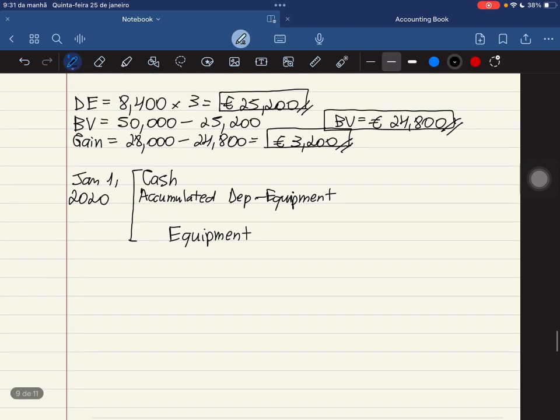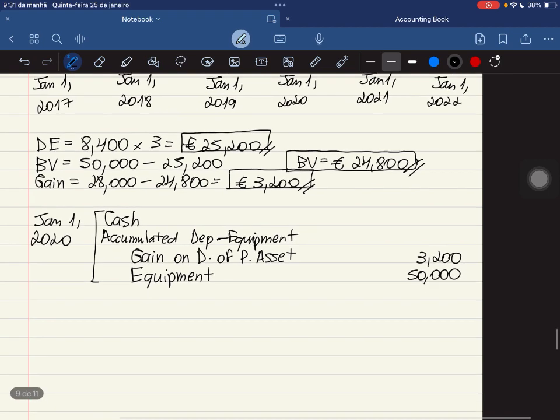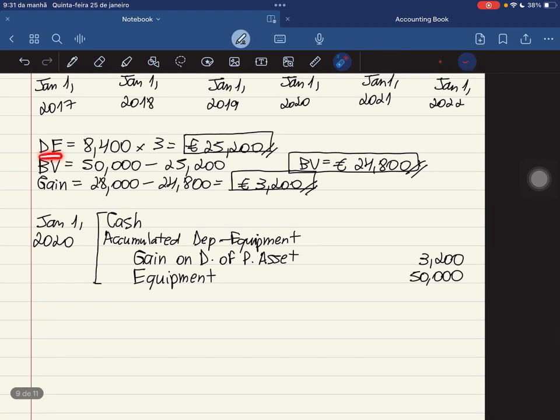And we're going to have a gain, right? The gain is going to be on the credit position. So gain on disposal of plant asset. Don't write it like me, write the full name, okay? Let's see the numbers. The equipment is just the original cost. It was 50,000. The gain we calculated. It was 3,200.